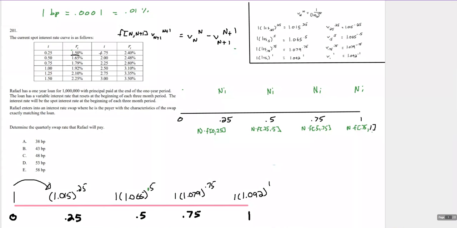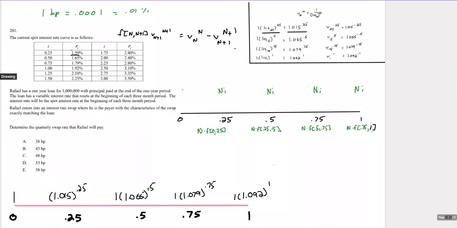Okay, great. And also, I can use spot rates as well, because 1 times the quarter spot rate to the 0.25 power, in years it's 0.25, is going to accumulate to this much. So we have everything nicely notated.